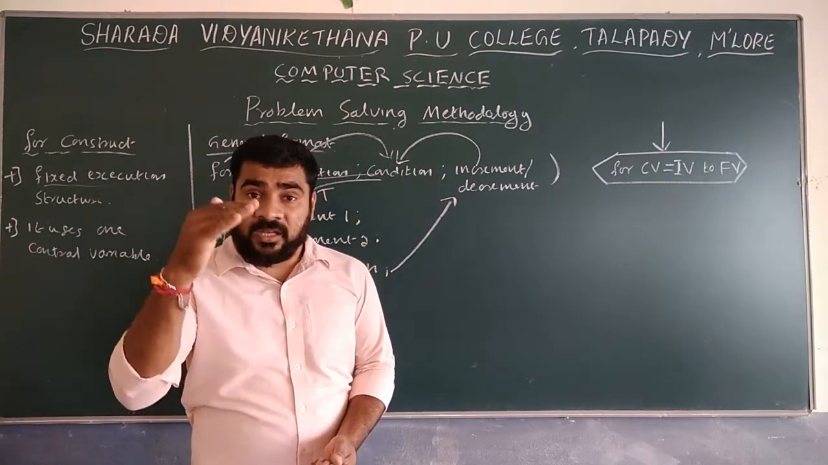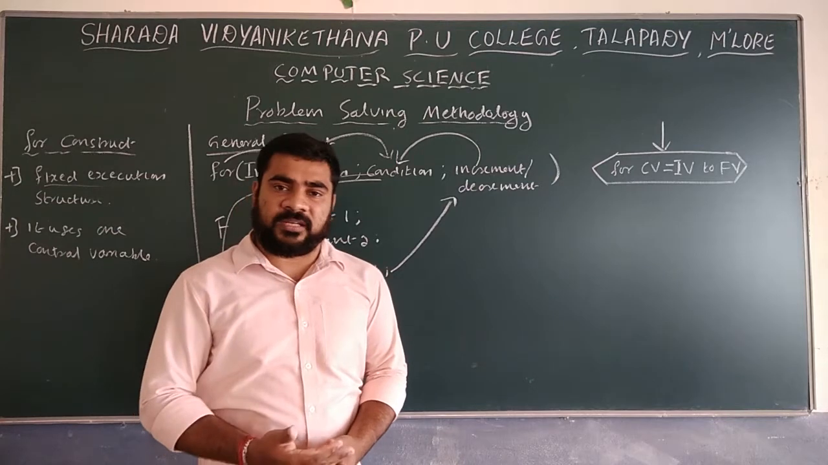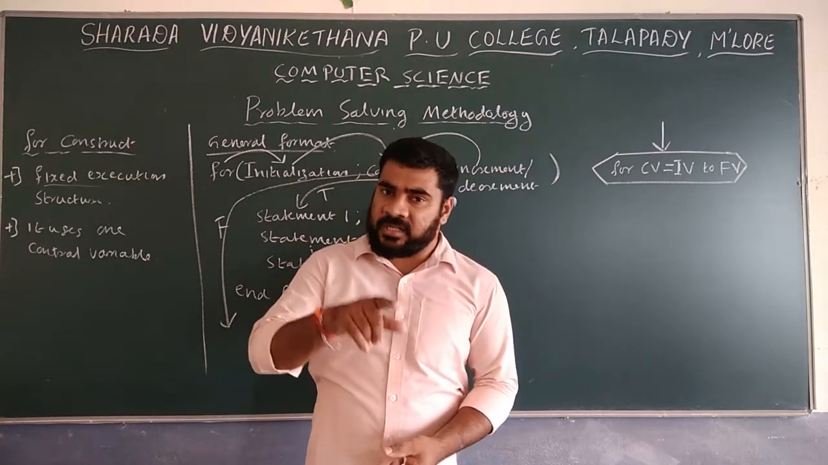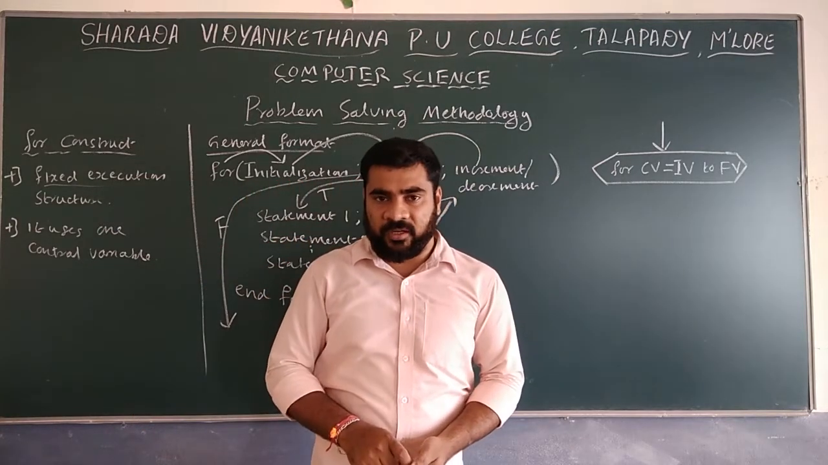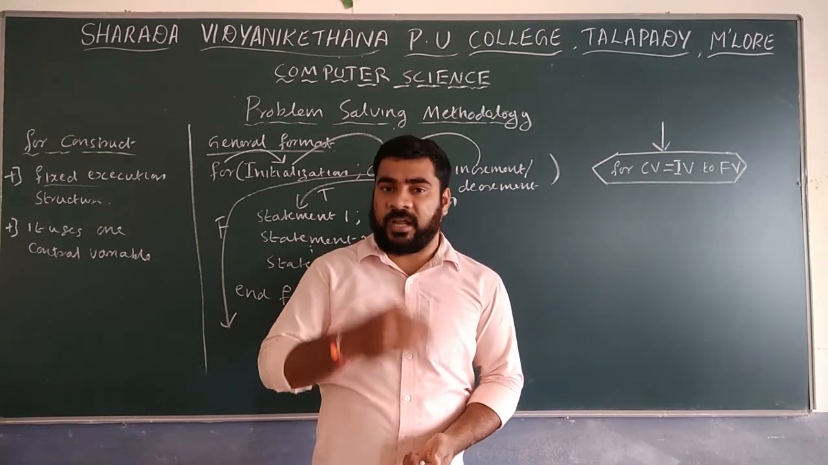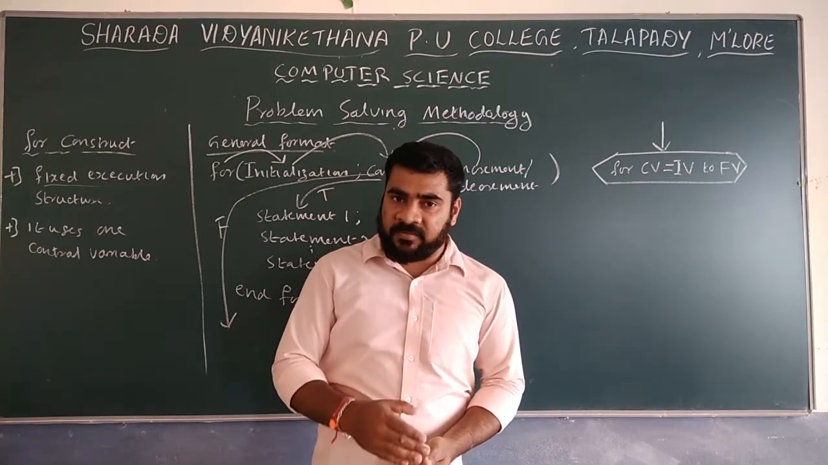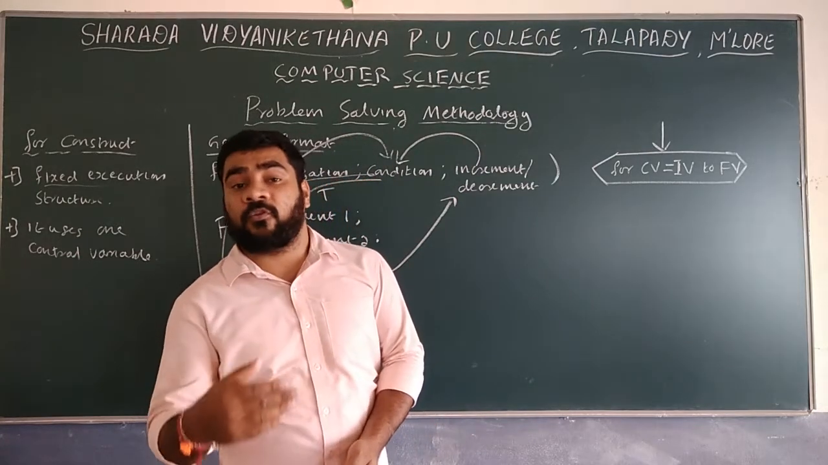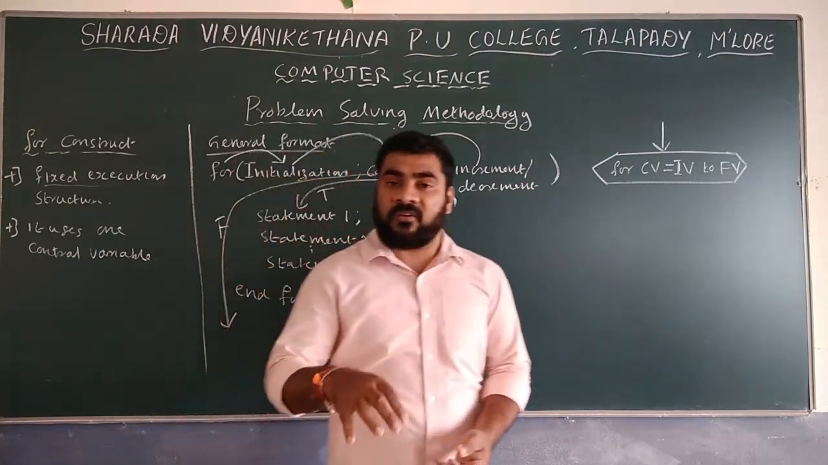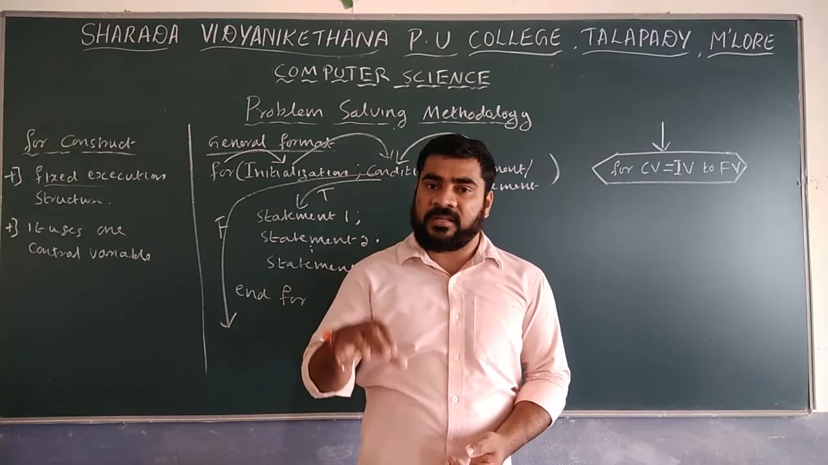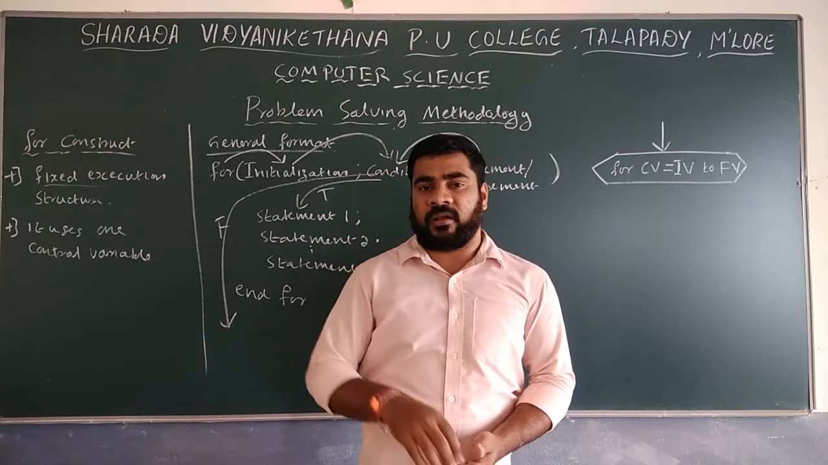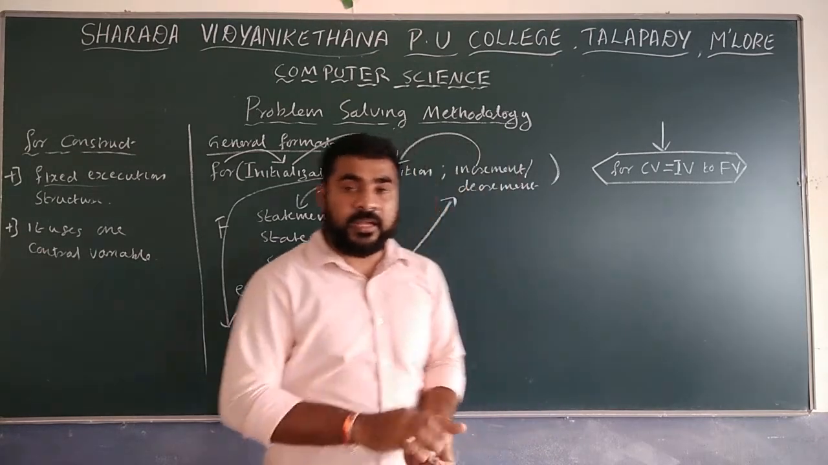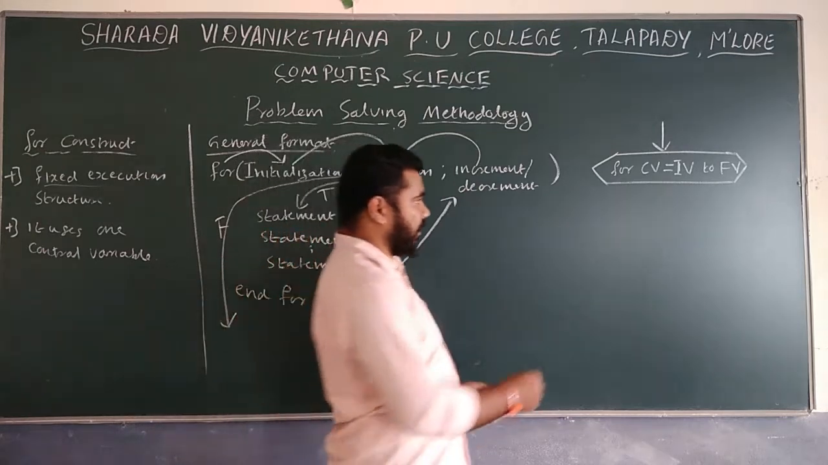For example, if you want to repeat the loop 20 times, the initial value is 1 and the final value is 20. If you want to repeat the loop 30 times, the initial value is 1, then the final value will be 30. If you want to repeat the loop 5 times, the initial value is 0 or 1, then the final value will be 5. So that will be the initial value to final value of repeat.